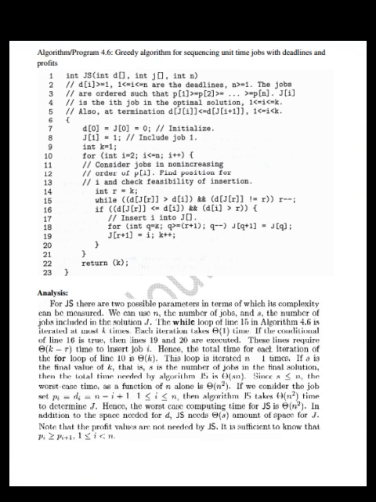In addition to the space needed for D, JS needs Θ(s) amount of space for J. Note that the profit values are not needed by JS. It is sufficient to know that Pi ≥ Pi+1, 1 ≤ i < n.